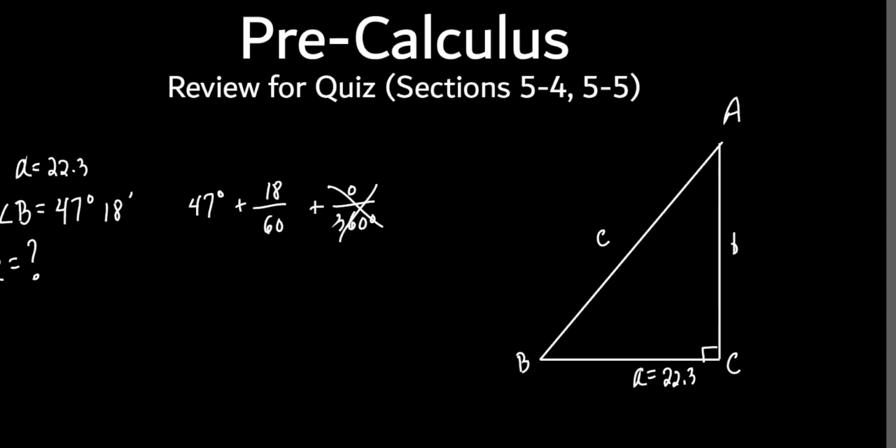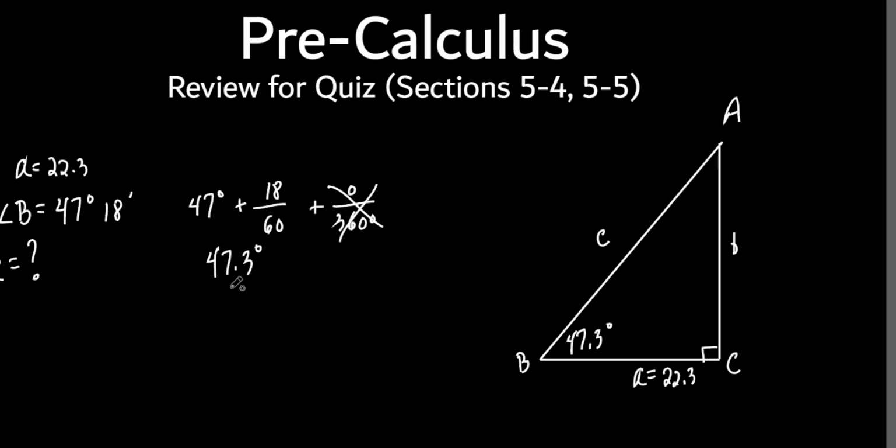So what is 18 divided by 60? 0.3. So it's 47.3. Where'd you get 0.5? Because 30 over 60 would be 0.5, wouldn't it? Anyway, it's 0.3, so that's what we're using. We're using 47.3 degrees. Everybody good with that?